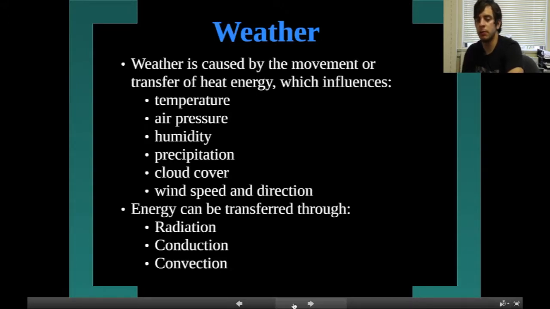Weather is caused by the movement or transfer of heat energy, which influences temperature, air pressure, humidity, precipitation, cloud cover, wind speed, and direction. Energy can be transferred through radiation, conduction, and convection.